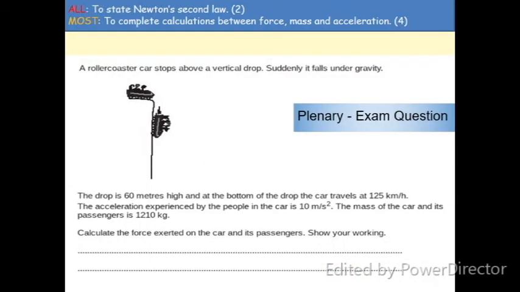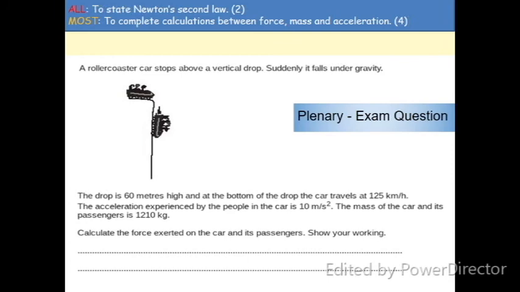A further example, or an exam type question, could be the following. A roller coaster car stops above a vertical drop. Suddenly it falls under gravity. The drop is 60 meters high, and at the bottom of the drop the car travels at 125 kilometers per hour.